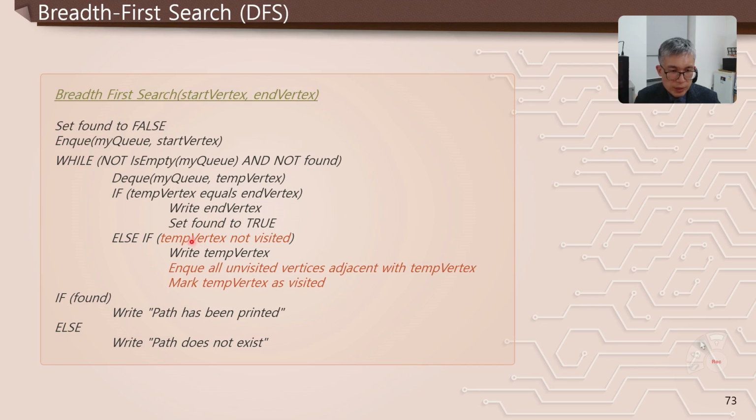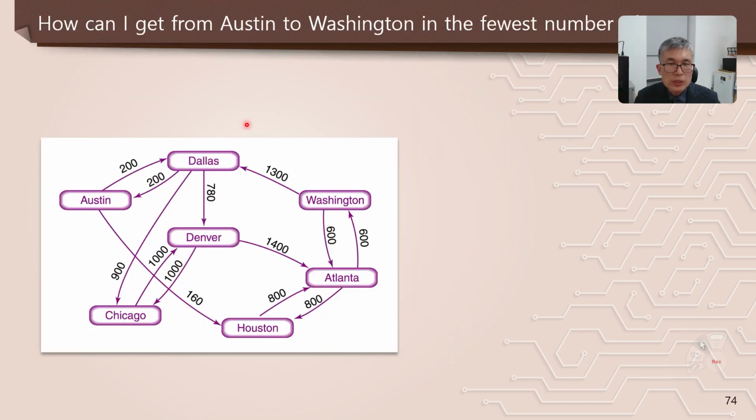Otherwise, if the vertex is not visited, write down this one, enqueue all adjacent unvisited neighbor vertices, and then mark the vertex visited. So we can repeat. Once found, the path has been printed. Otherwise, the path does not exist from the start vertex to the end vertex. Now we are looking at the number of hops rather than the actual value. For the actual value, Dijkstra's shortest path algorithm should be used.